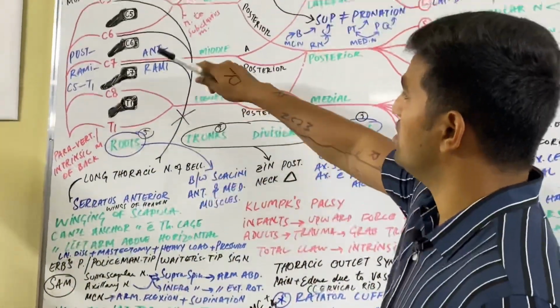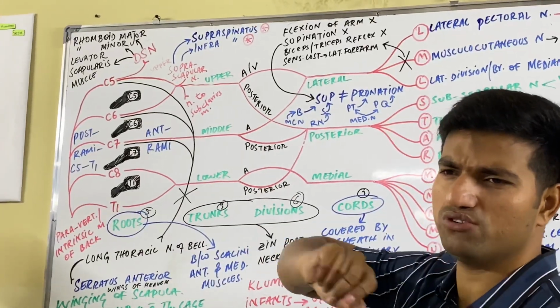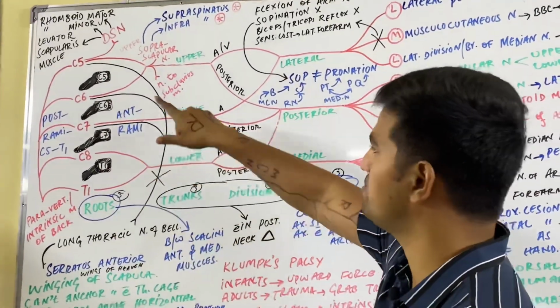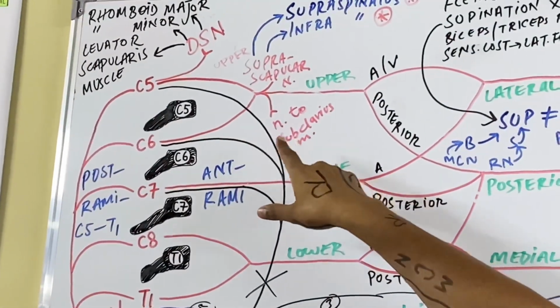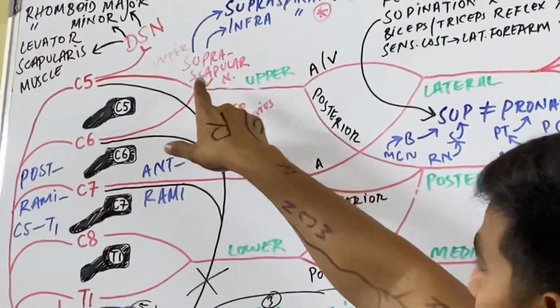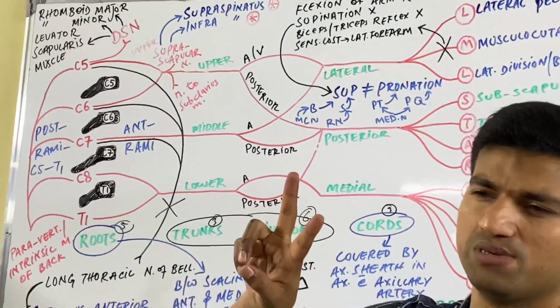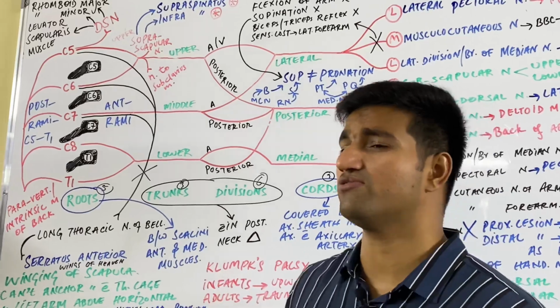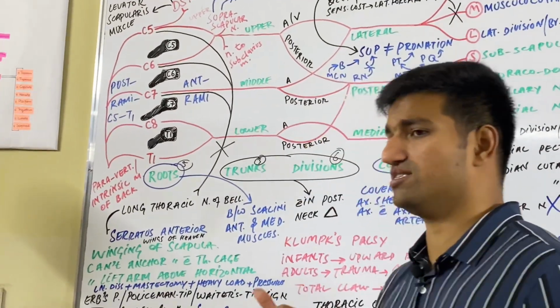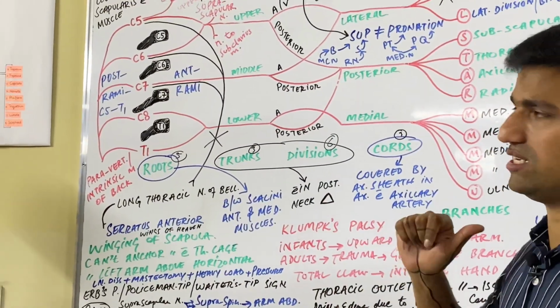Then from the upper trunk we have two extra branches: suprascapular nerve and nerve to subclavius muscle. The suprascapular nerve will innervate two types of muscles: supraspinatus muscle and infraspinatus muscle, and these are the muscles of the rotator cuff. We will discuss this rotator cuff muscle also in this lecture.